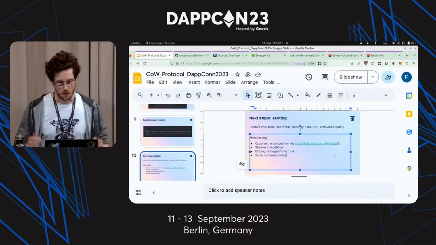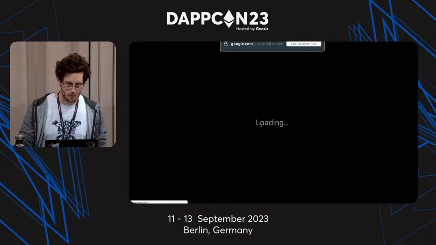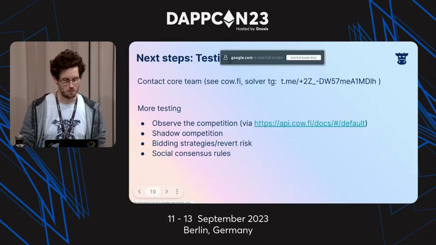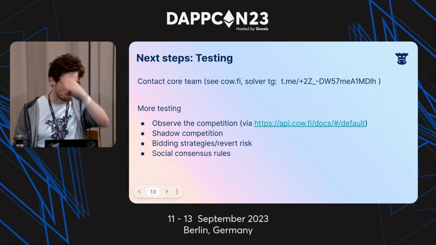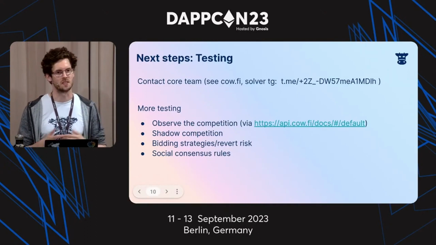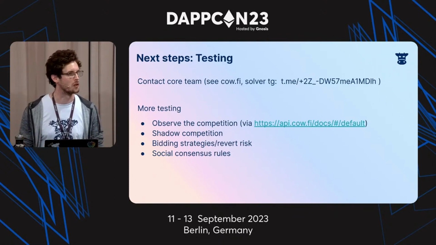So that's, okay, for that you don't need to contact us, but one really useful step is what we call shadow competition, where once you have a solver that is somewhat reasonable, you come to us and say, hey, I want to try out my solver.